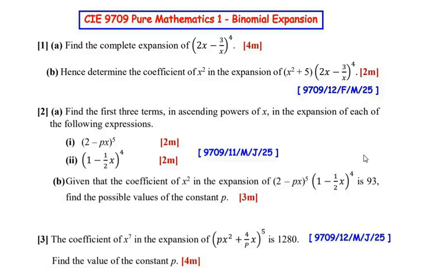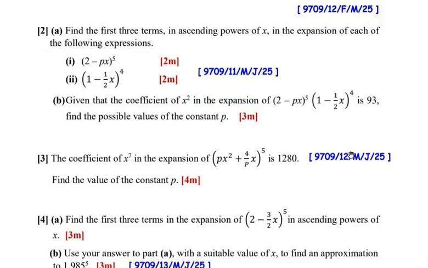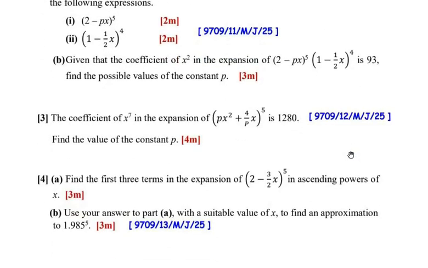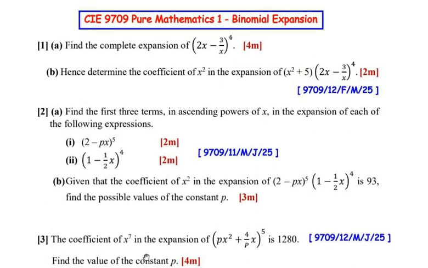In this video we are going to solve 4 questions from Binomial Expansion which had appeared in Cambridge 9709 Pure Mathematics 1 paper. This video covers the questions from February, March and May-June 2025. So let us start with the first question now.